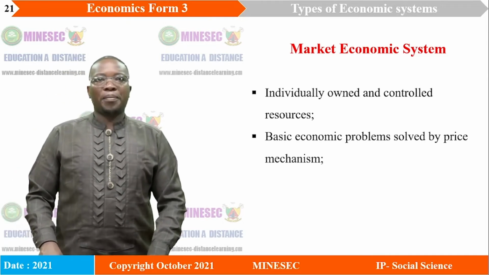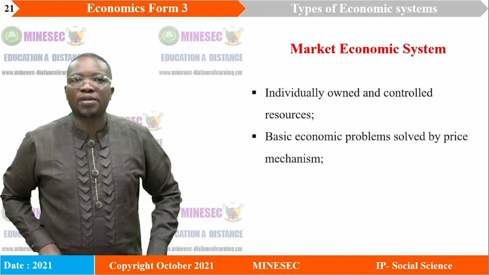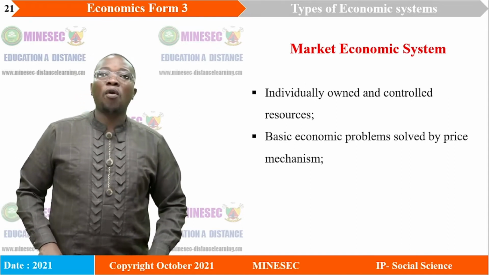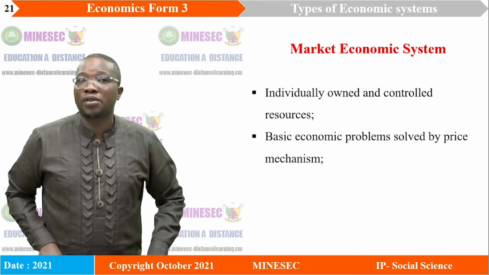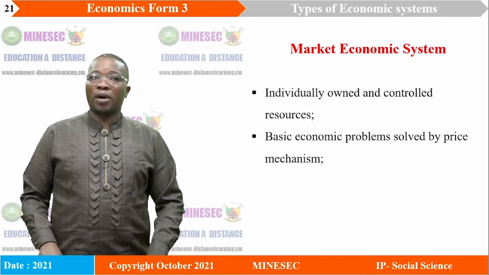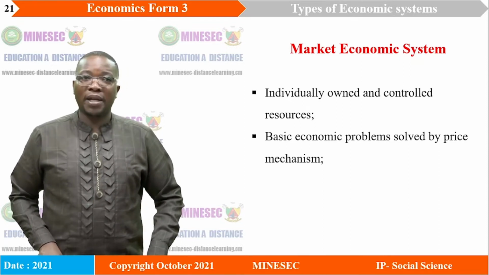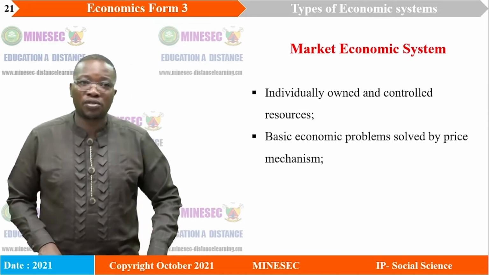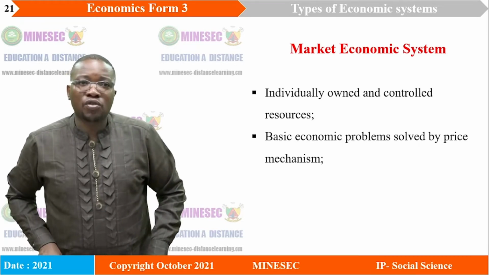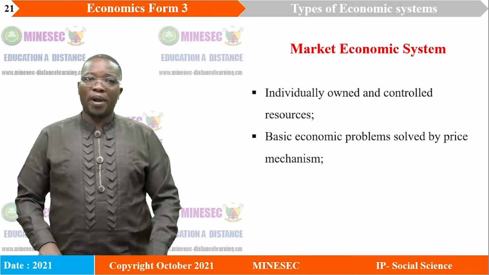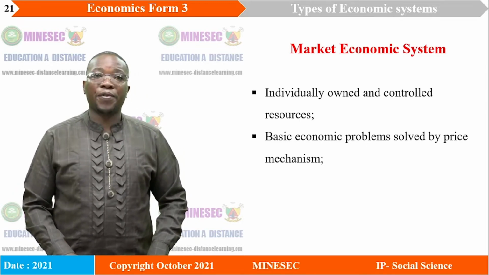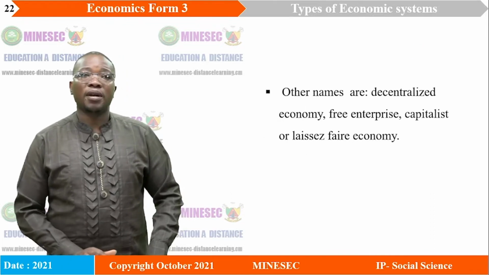What is the market economic system? The market economic system is an economic system where goods, services and resources are owned by individuals, and individuals can take decisions on what they have to produce. In this case, you will observe that the basic economic problems are solved by the price mechanism, that is, through the free forces of demand and supply.